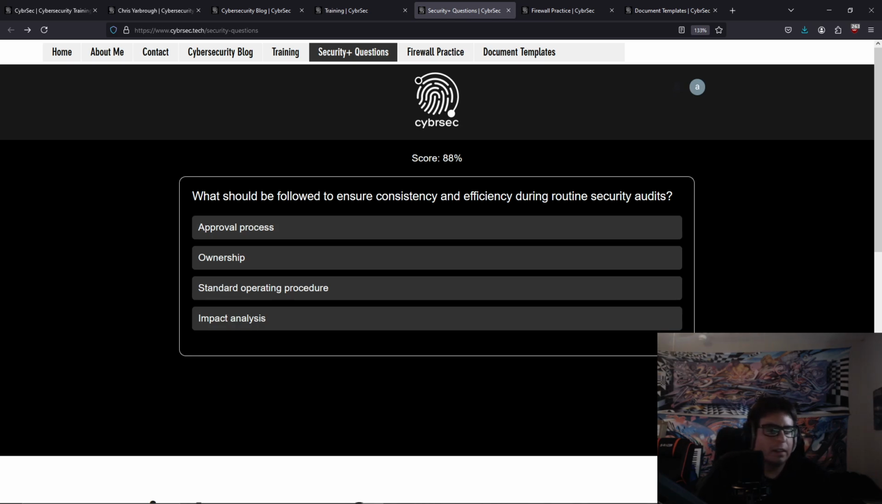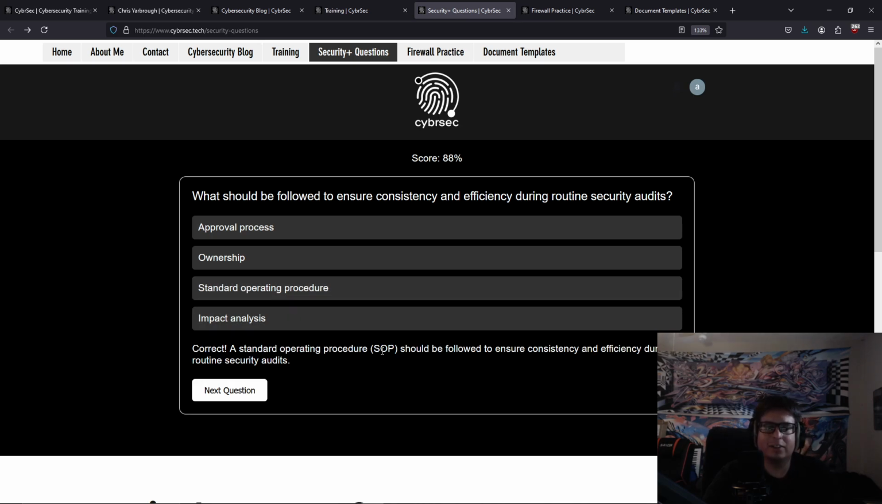What should be followed to ensure consistency and efficiency during routine security audits? Standard operating procedure? Yay, an SOP should be followed to ensure consistency.